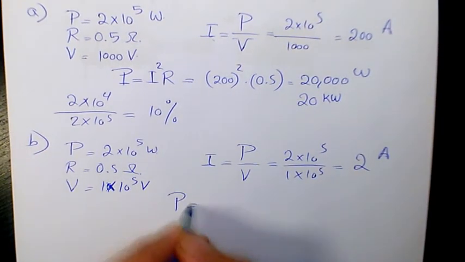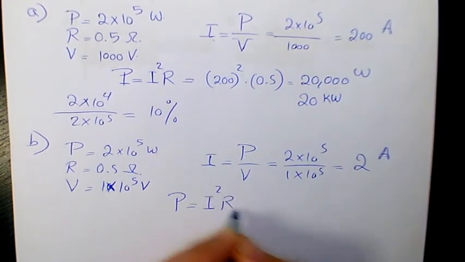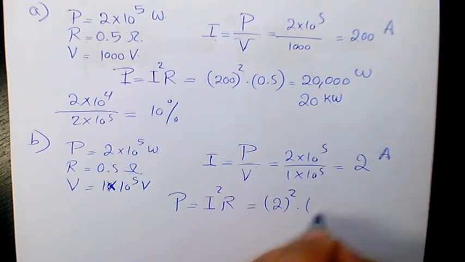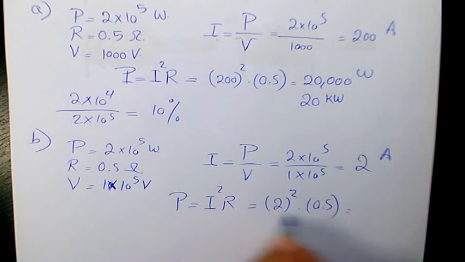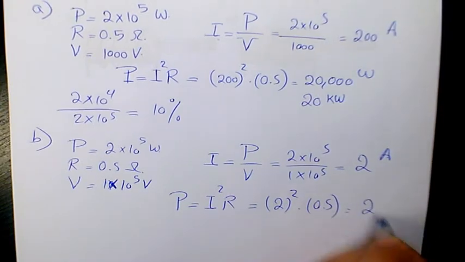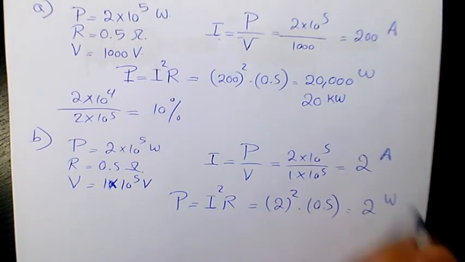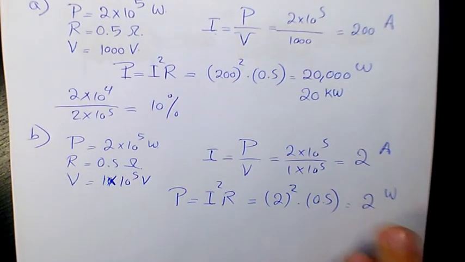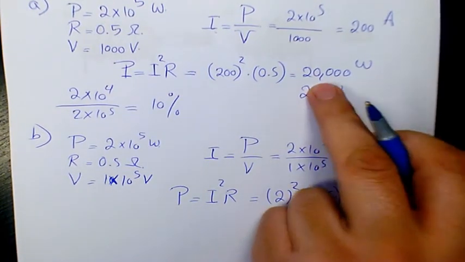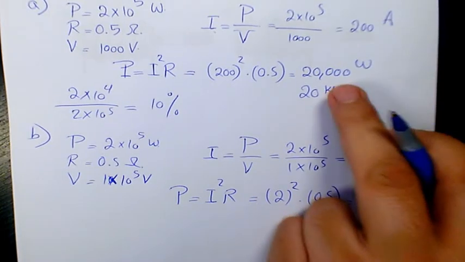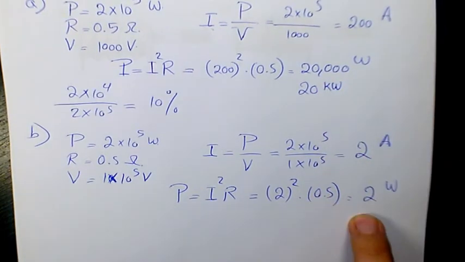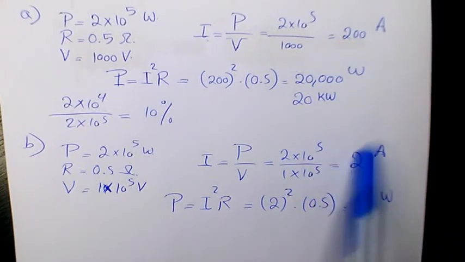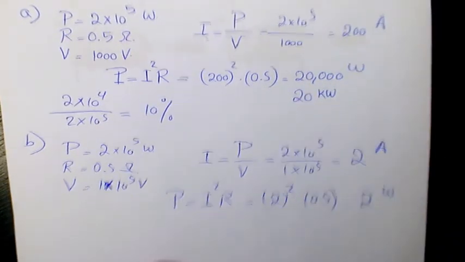Then energy loss is going to be I squared R. 2 to the power of 2 times R, which is 0.5. 4 times 0.5 is going to be 2 watts. So that's going to be the power loss. Just compared with the previous part, in previous one we had 20,000 watts. This one we have only 2 watts lost. Why? Because of the difference in electric current.